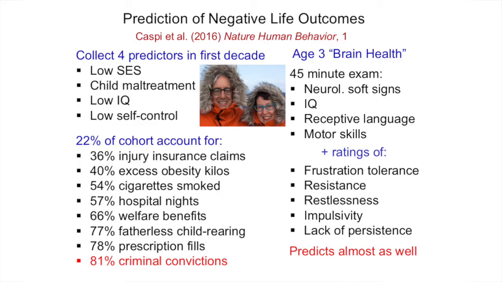Now, you could say, hey, you're not going to assess people for 10 years. I mean, that takes a lot of work. Well, at age 3, they had a brain health indicator. It's just a 45-minute exam, neurological soft signs, IQ, receptive linguistic deficits, poor motor skills. Just based on that 45 minutes, combined with research assistants rating restlessness, impulsivity, lack of perseverance, they predict almost as well to future criminal offending as using data from the first decade of life. So it's an intriguing question. Can we do a lot more to predict to psychopathy in the future?